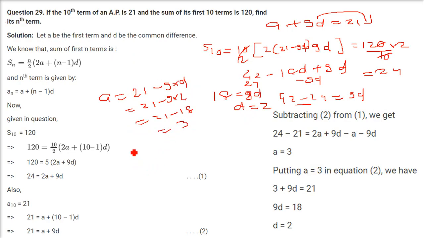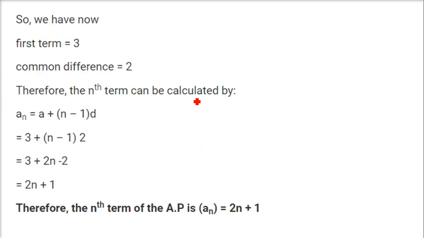Now what is the nth term? The nth term will be a plus n minus 1 into d. So 3 plus n minus 1 into d. 3 plus 2n minus 2. This is going to be 5 minus 2n.